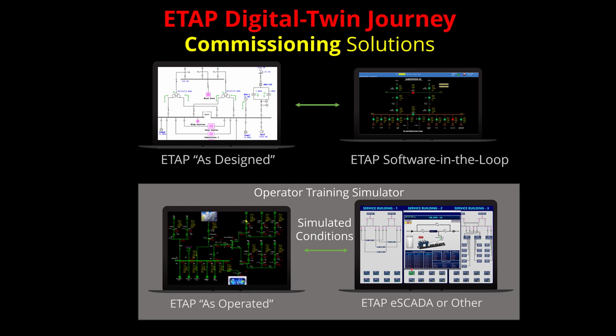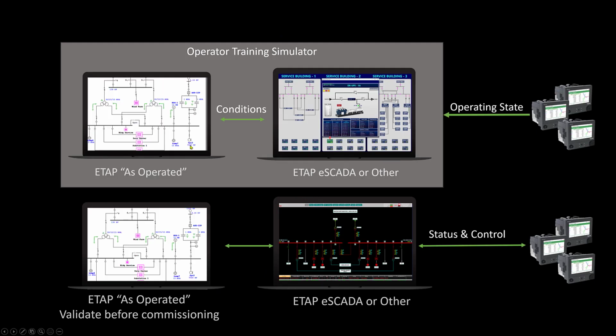The as operated model can then also work as an OTS, working with ETAP eSCADA or any other SCADA, where the simulated conditions can return feedback to the SCADA system and act as an operator training simulator. The same system can then extend into the actual field devices, where you're not just generating synthetic data and collaborating with the ETAP model, but you can bring the actual operating state into the SCADA system and then do the What-if applications in an operator training simulator environment, in which case the SCADA changes are not sent out to the field, they're actually used for operator training.